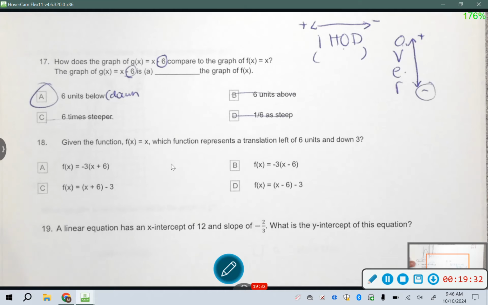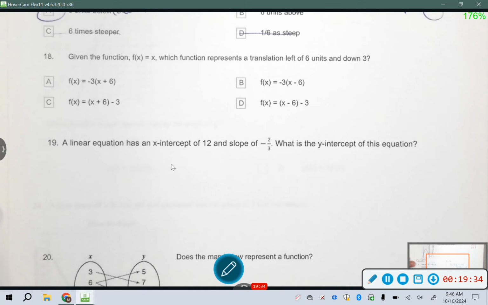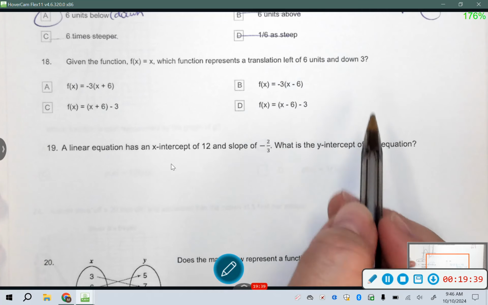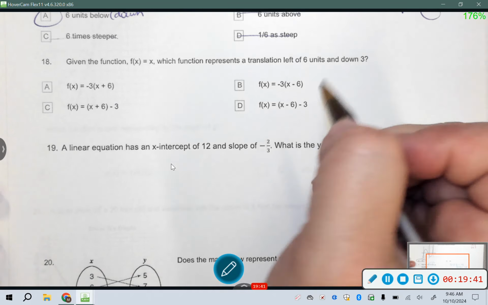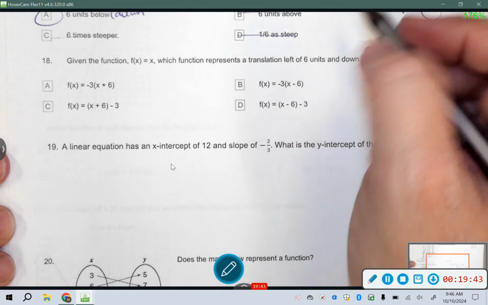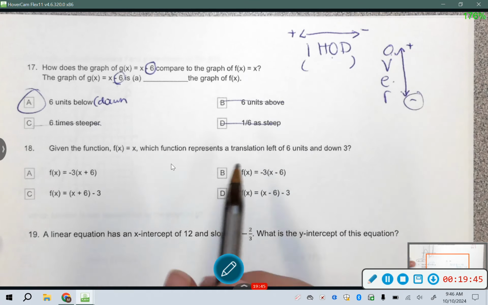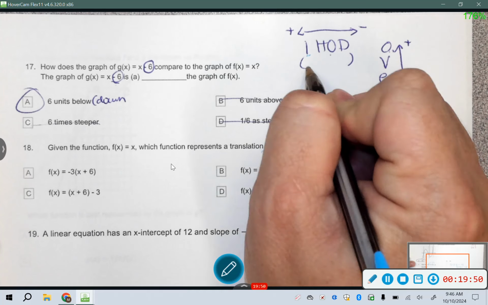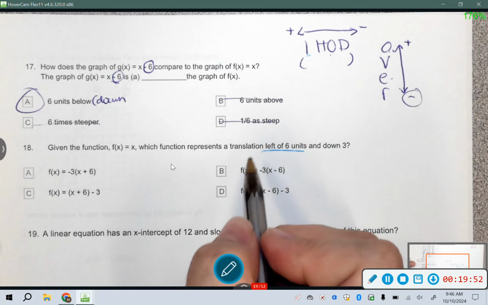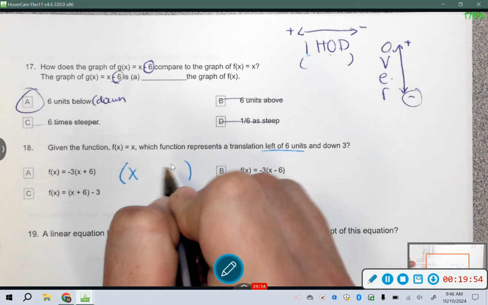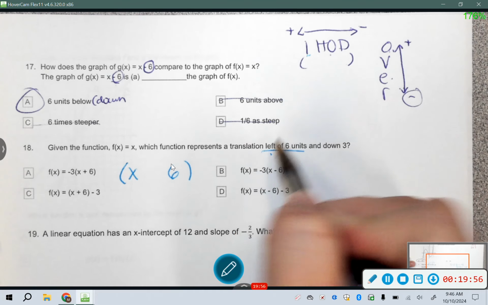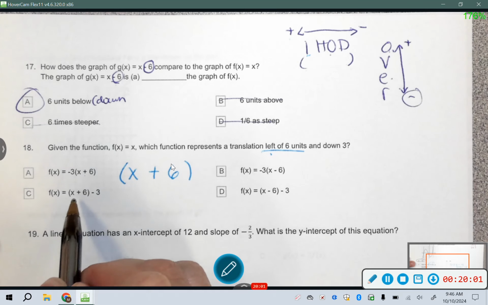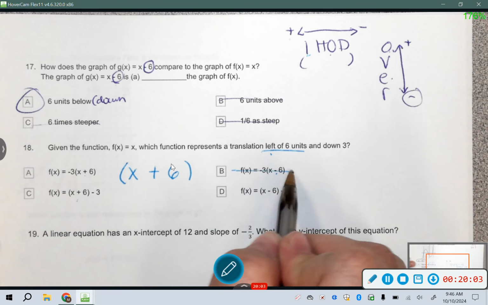Okay, 18 I do believe is harder to check in your calculator because it has left or right and up and down, and those can kind of look the same. So what we're going to do is we're just going to do it by hand. So again, we're looking at the I-HOT. So it tells me it went left 6. Left is inside the parentheses. Okay, so I know I'm going to have x and 6, and then to the left is plus. Well, this has x plus 6 inside. This is x plus 6. This has x minus 6, minus 6.